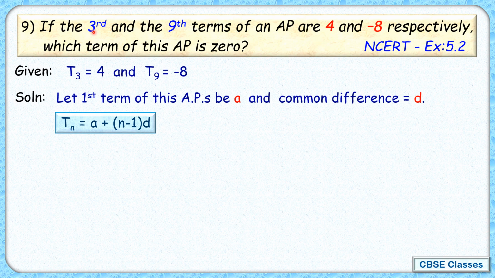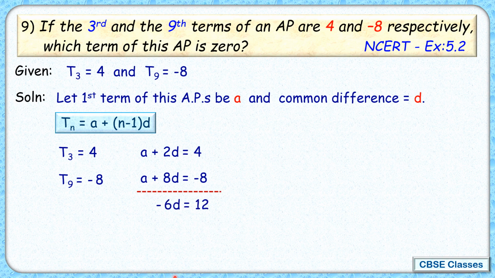So T3 is 4 means a + 2d = 4, and T9 is -8 so that means a + 8d = -8. So we have got two equations in two variables, so we can solve them to get the values of a and d. Let's subtract these equations first. When we subtract, we get -6d = 12, or d = -2, and putting this value of d in the first equation we'll get the value of a as 8.